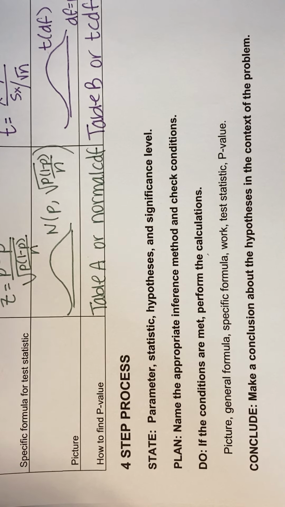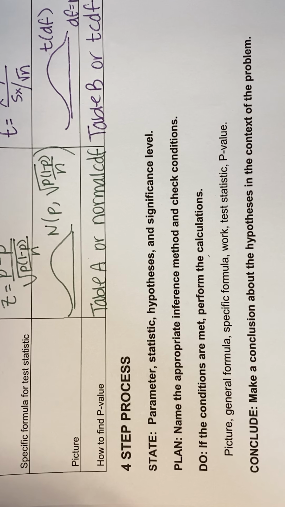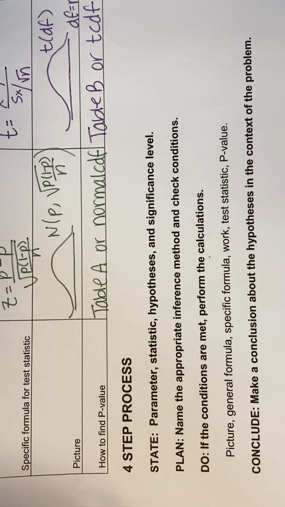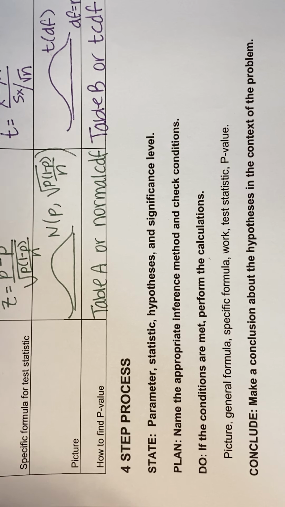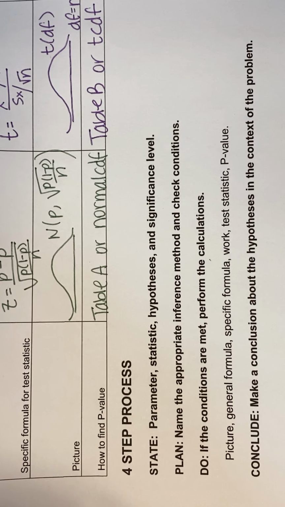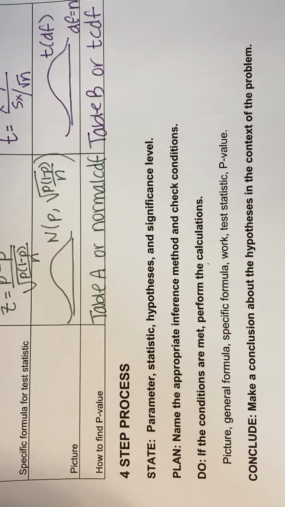And always make your conclusion in the context of the problem. Use the question that's asked, and just restate the question that's asked with the decision that you're going to make based on your p-value. And that's the easiest way to not worry about your grammar.